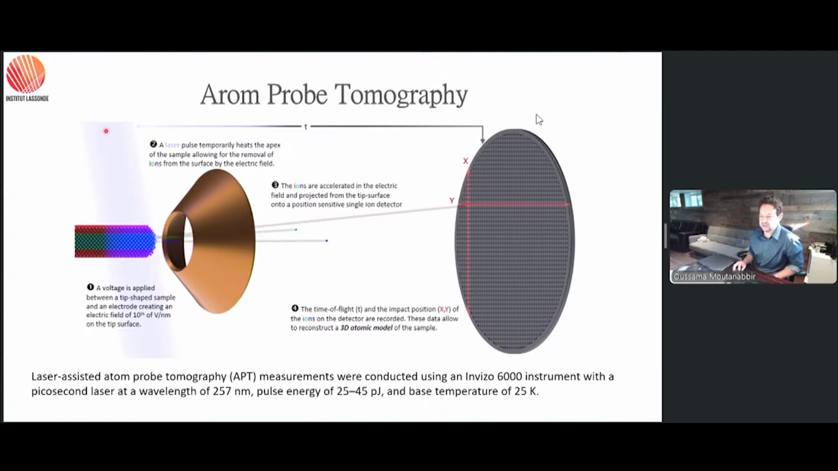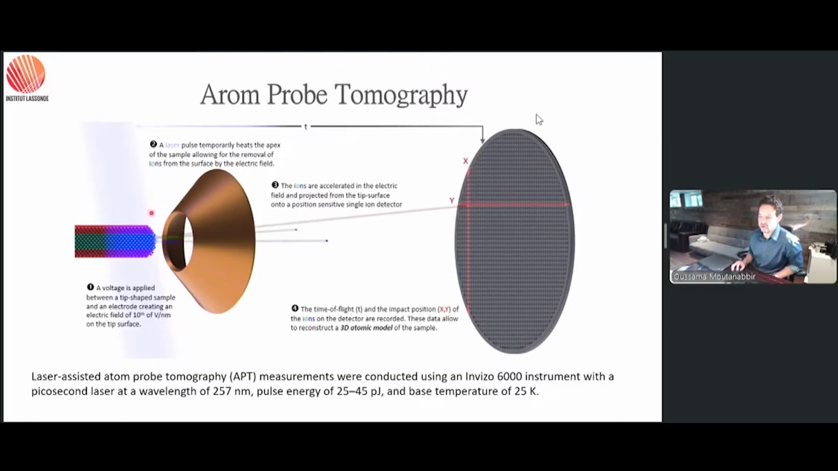And you come with a pulse laser. This pulse laser will give the thermal energy necessary to the atoms at the surface to ionize. And once ionized, they will be accelerated by a voltage toward a position-sensitive detector. Here, the time that the ion takes from the surface of the tip to hit the detector is the time of flight. So basically, this is directly related to the mass-to-charge ratio of your ion. And the detector will record the X and Y position.